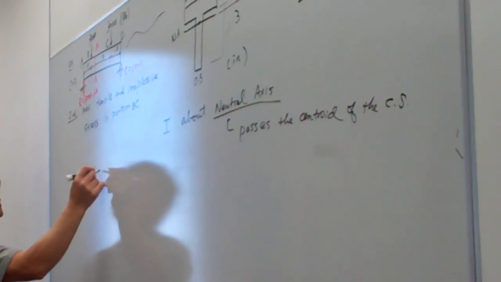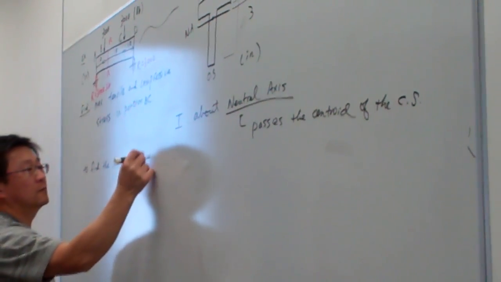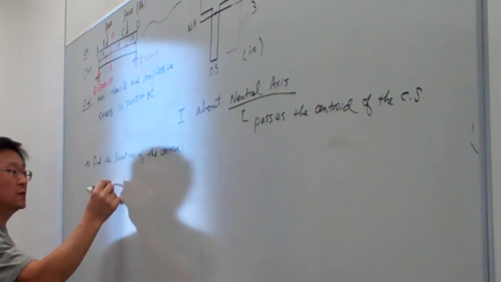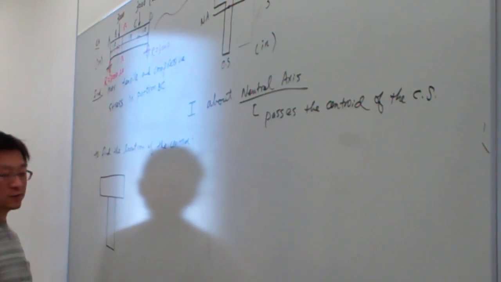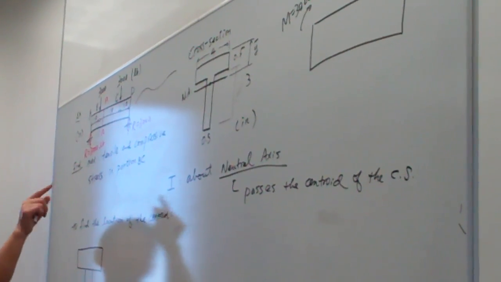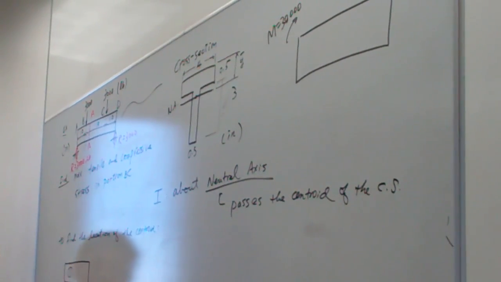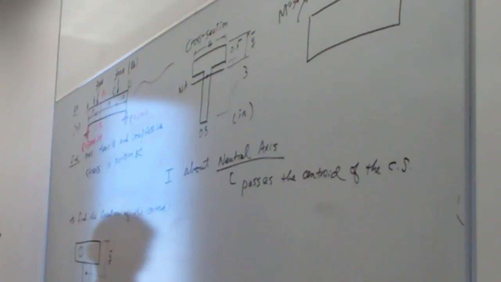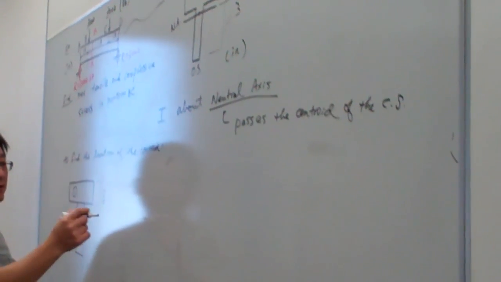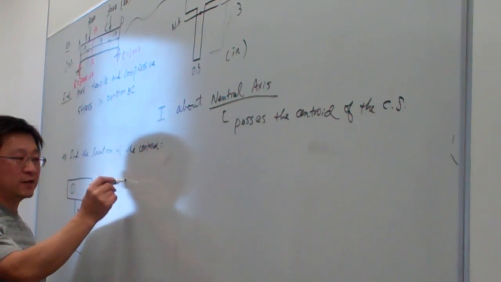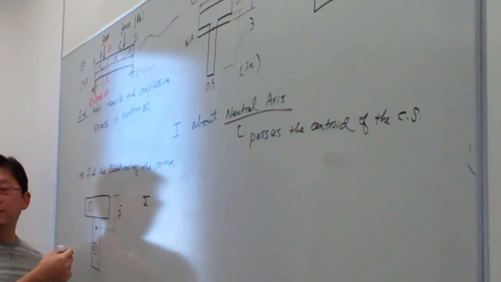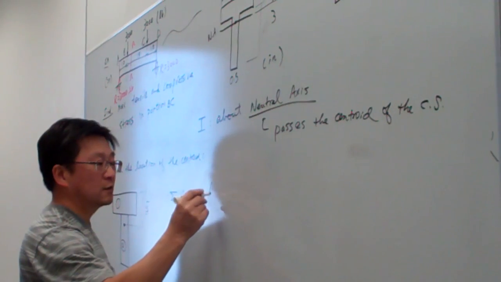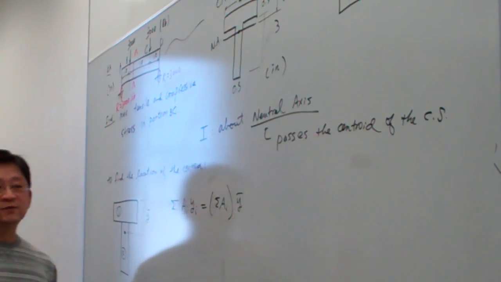To find the location of the centroid, we decompose the cross section into simple geometries. For example, I decompose it into the upper portion, let me call this A1, and this is A2. Two areas, and this is the location we're looking for, Y bar. If you remember from statics, once you have a couple of simple cross sections, the sum of A_i times y_i equals the total area times Y bar. We simply take up this formula.